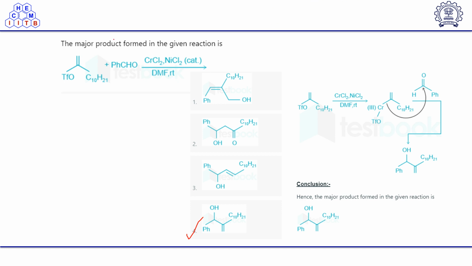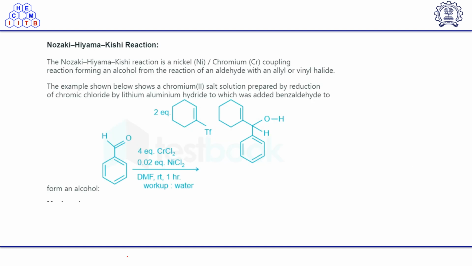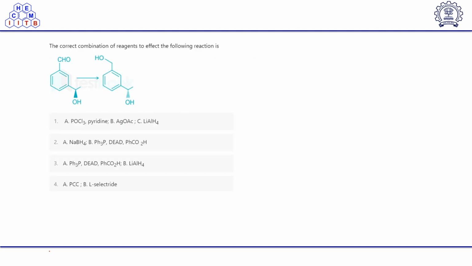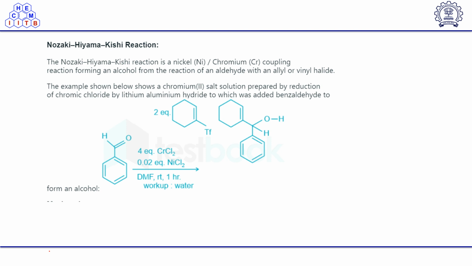Here chromium will be coming at this position and this will attack at this carbon. So we will get this corresponding alcohol. And this named reaction is known as Nozaki-Hiyama-Kishi reaction. So Nozaki-Hiyama-Kishi reaction is a nickel-chromium coupling reaction forming an alcohol from the reaction of an aldehyde with an allyl or vinyl halide. The example shown below shows a chromium 2 salt solution prepared by the reaction of chromium chloride and lithium aluminum hydride to which was added benzaldehyde to form an alcohol.